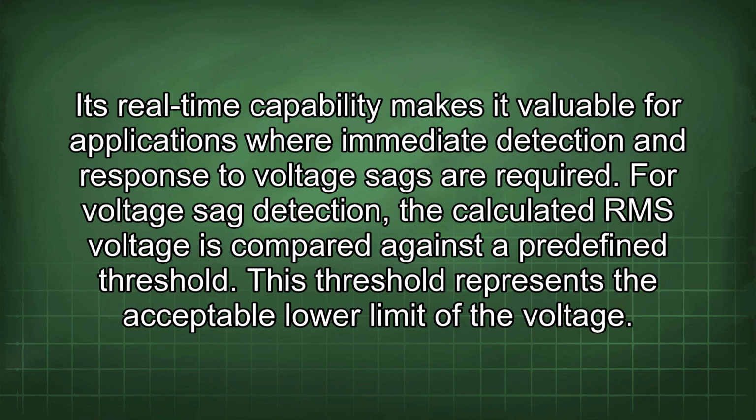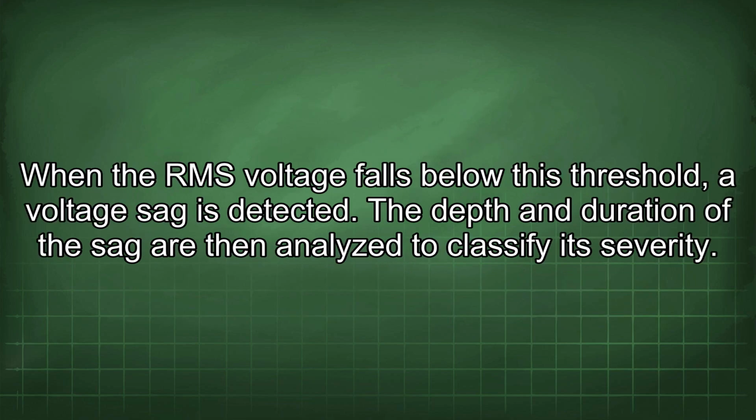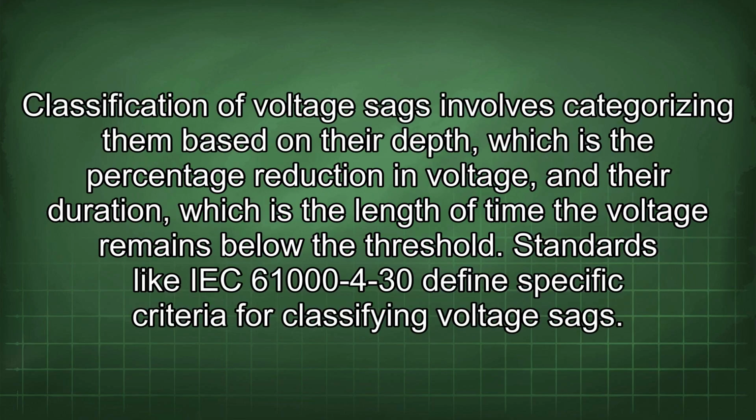For voltage sag detection, the calculated RMS voltage is compared against a predefined threshold. This threshold represents the acceptable lower limit of the voltage. When the RMS voltage falls below this threshold, a voltage sag is detected. The depth and duration of the sag are then analyzed to classify its severity. Classification of voltage sags involves categorizing them based on their depth, which is the percentage reduction in voltage, and their duration, which is the length of time the voltage remains below the threshold. Standards like IEC 61000-4-30 define specific criteria for classifying voltage sags.